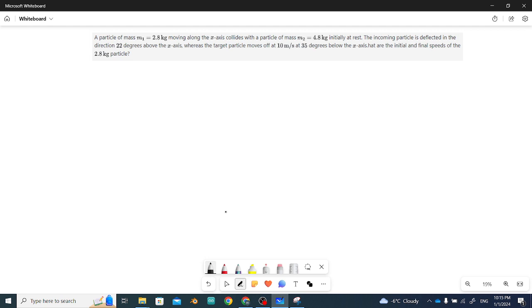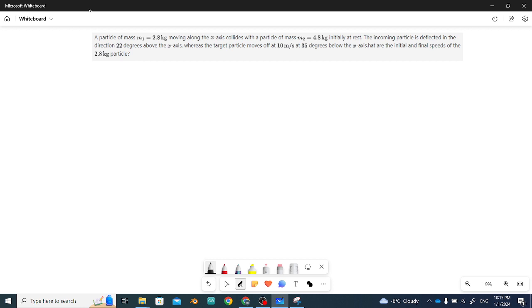So let's read it. A particle of mass m1 equal to 2.8 kilos moving along the x-axis collides with a particle of mass m2 equal to 4.8 kilos initially at rest. The incoming particle is deflected in the direction 22 degrees above the x-axis, whereas the target particle moves off at 10 meters per second at 35 degrees below the x-axis. What are the initial and final speeds of the 2.8 kilo particle?